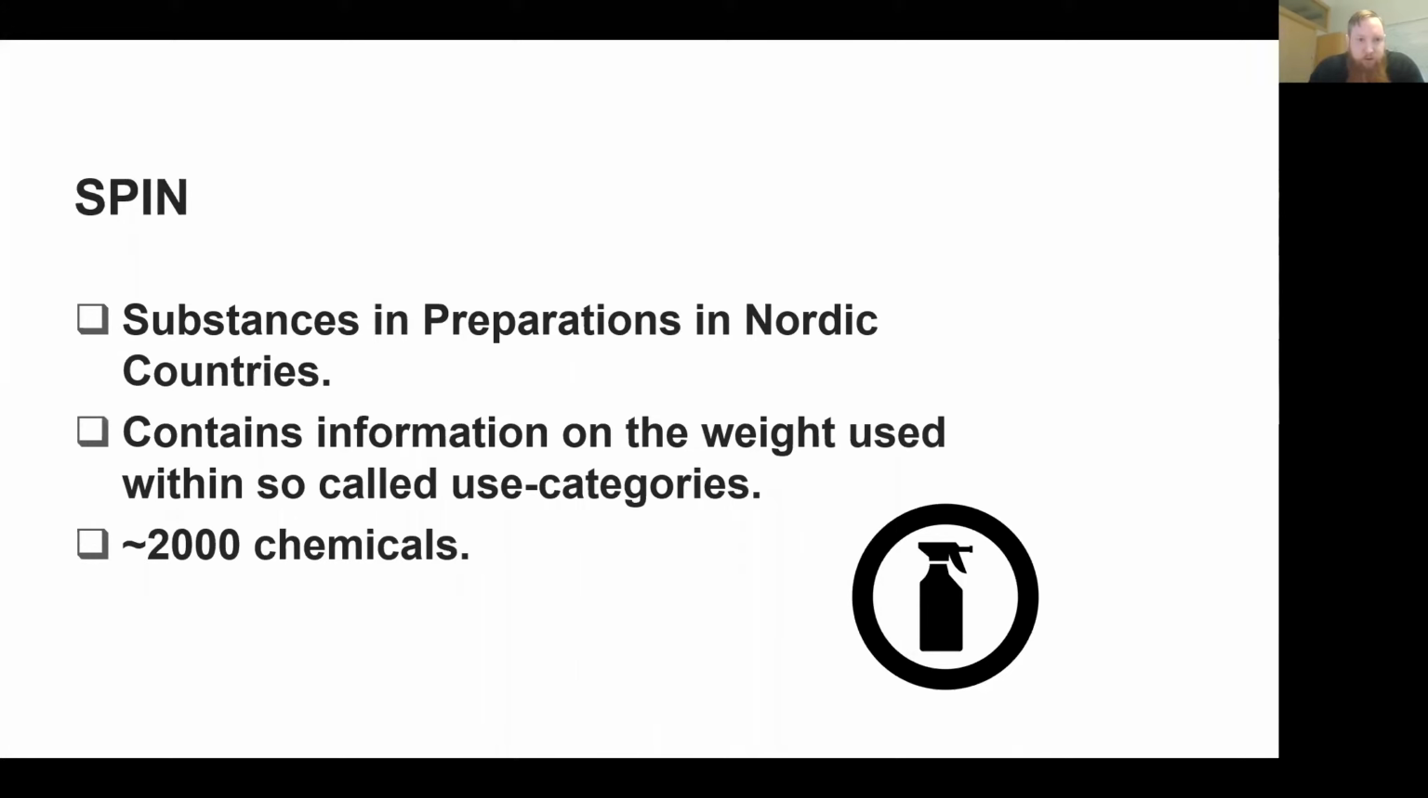Now, last, we're going to look at substances in preparations in Nordic countries. That is a database which contains information on the weight which is used in society. And then that is broken up into so-called use categories. We will go through what that means later on, but it basically means that for each and every compound, you get a 1 ton is used as a solvent, 2 tons is used as an anti-freezing agent, etc., etc. And then there are 54 use categories which we include in this model. And that database contains approximately 2,000 chemicals.